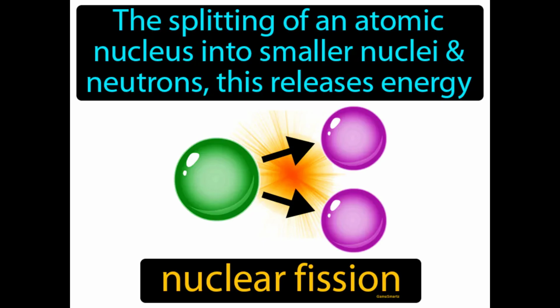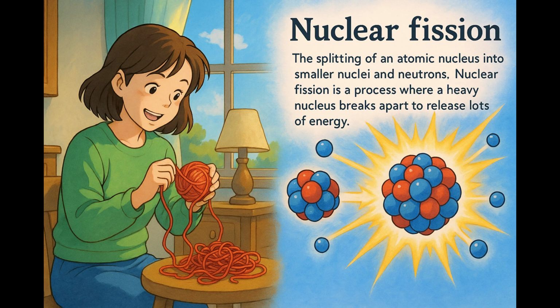Nuclear fission is the splitting of an atomic nucleus into smaller nuclei and neutrons. This releases energy. Nuclear fission is a process where a heavy nucleus breaks apart to release lots of energy. Imagine trying to untangle a tightly knotted ball of yarn that's been sitting in your drawer for years. Just like when you finally pull apart that stubborn knot, releasing a cascade of smaller, more manageable strands of yarn, nuclear fission involves splitting a tightly bound atomic nucleus into smaller nuclei and neutrons.